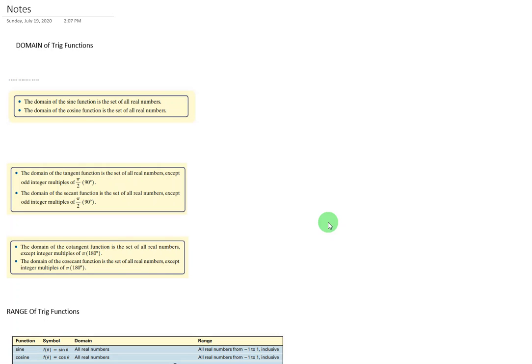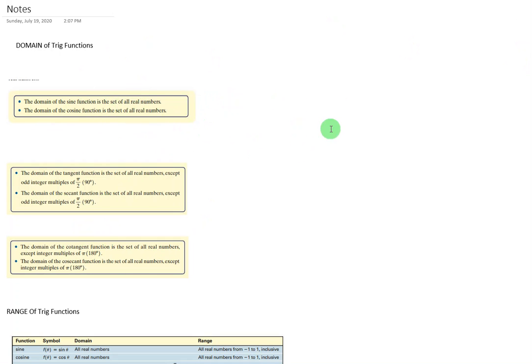This is section 6.3, and we're going to talk about the domain of trig functions. It's not a really long section, so it shouldn't be too bad. I've put the domain information here. The domain of the sine and the cosine is all real numbers.